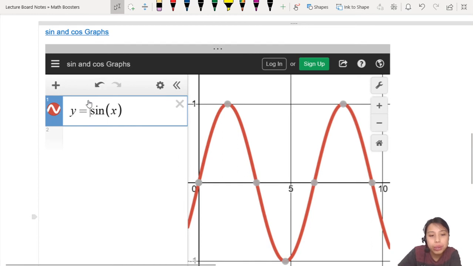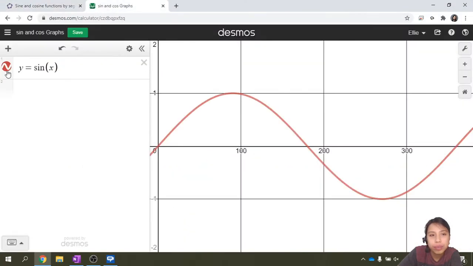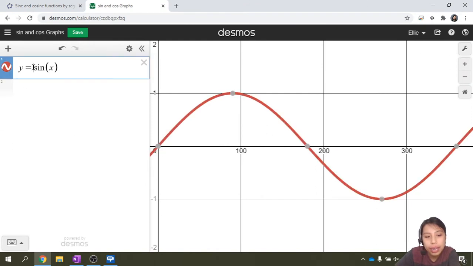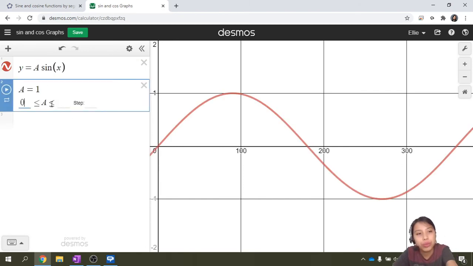Okay, let's say I want to multiply by amplitude. I want to change the amplitude. So I put A here. Can't change? Yeah, cannot change. Never mind, I use this one. Okay, here is my sine graph. I put A here. Now amplitude is 1. Let's say I want to go from 0 to 3. Actually, 0 to 2.